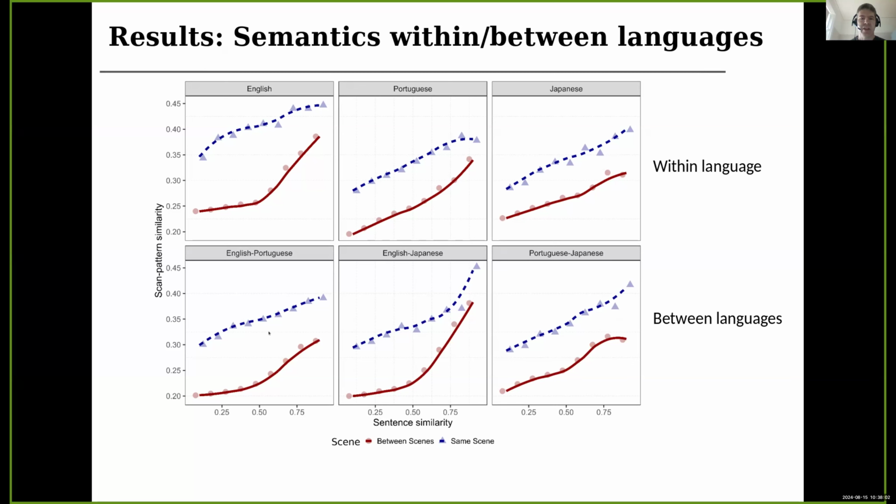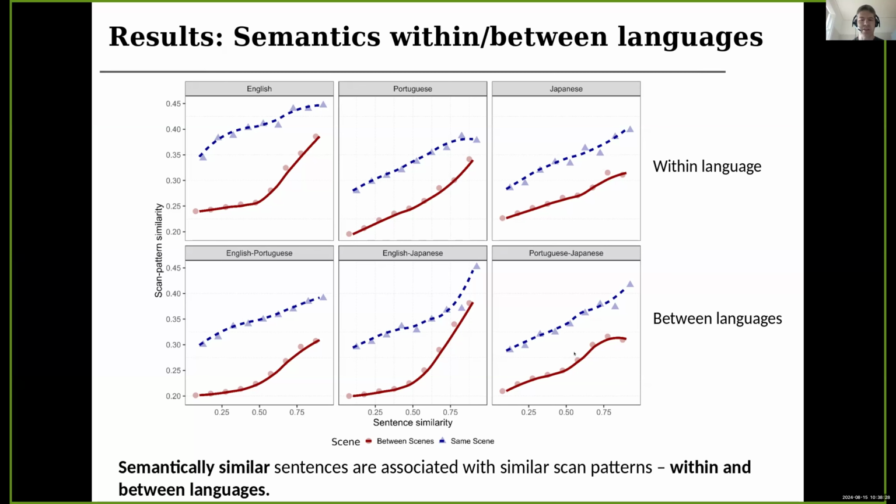And as we can see, it's maybe not perfect, but at least if it's the same scene, we clearly get the correlation. Quite similar to the correlation within languages. We now get a correlation between languages. If we do this for different scenes, the pattern still seems to hold. Maybe somewhat weaker, but it still holds. So we can conclude that semantically similar sentences are associated with similar scan patterns, both within the same language, but also across different languages.